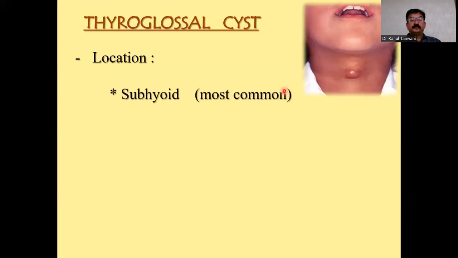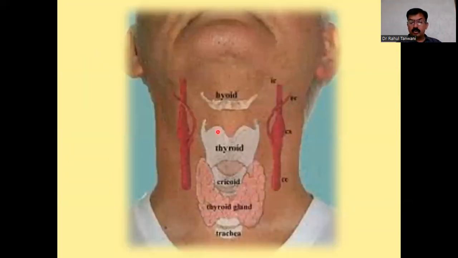The location is important. Most commonly it's in the midline, but again, we'll see in the next slide, it will be better visualized there. Most commonly, it is beneath the hyoid bone. This is the subhyoid position. Second most common in frequency is at the level of the thyroid bone. And third one is suprahyoid. So this is a sequence. This is a probability. If you see a large number of cases of thyroglossal cyst, you will find in most of the cases it is beneath the hyoid, but in some cases you may find it at the level of the thyroid, and even in some cases it is above the hyoid bone, which is the suprahyoid location.